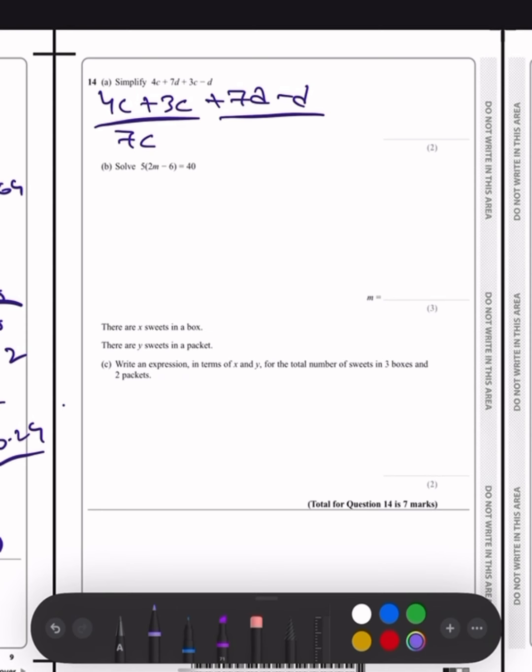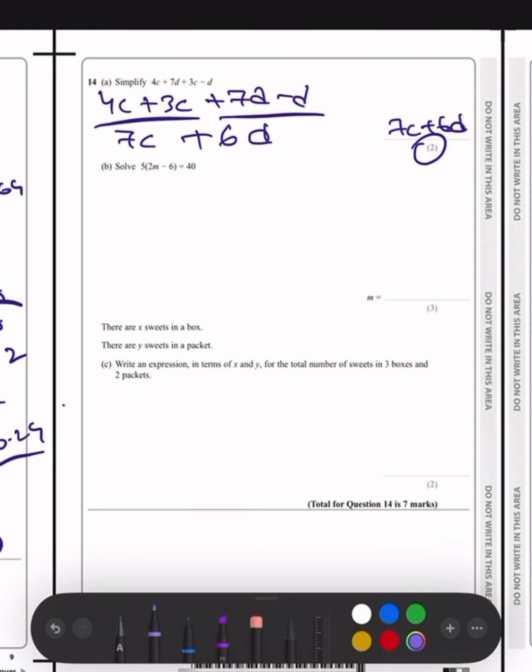It will not be 7c squared, because we're not multiplying the c's here. If we were multiplying, the 4 and 3 would also get multiplied, and then you would have an answer of 12c squared. But now here we are adding, so only the numbers get added and the c remains the same. Please remember this. So 7c here, and then 7d minus d gives us 6d. So our answer would be 7c plus 6d, and that's your answer.